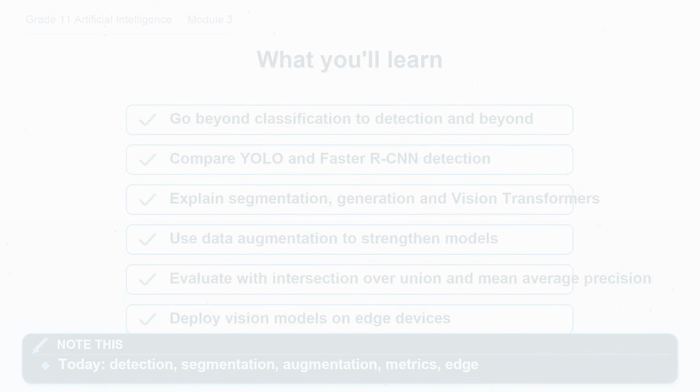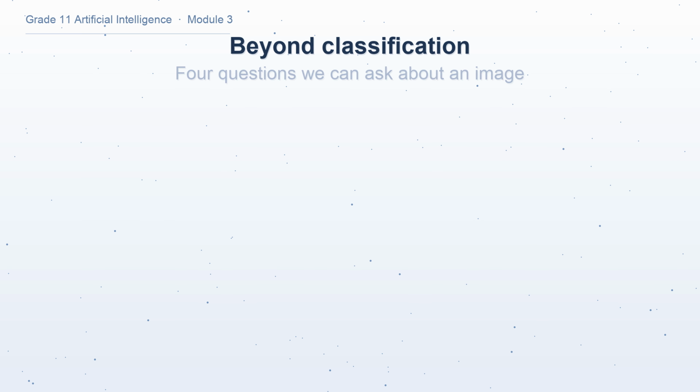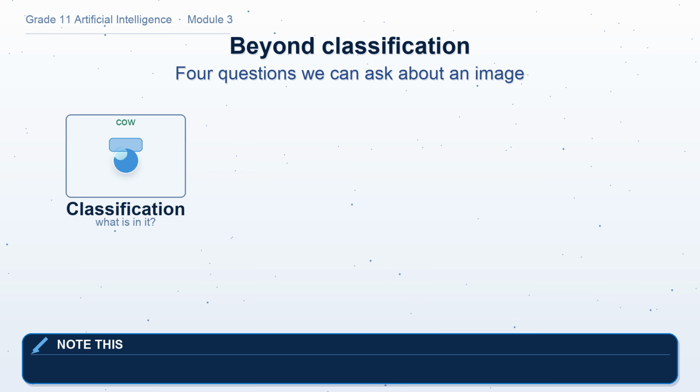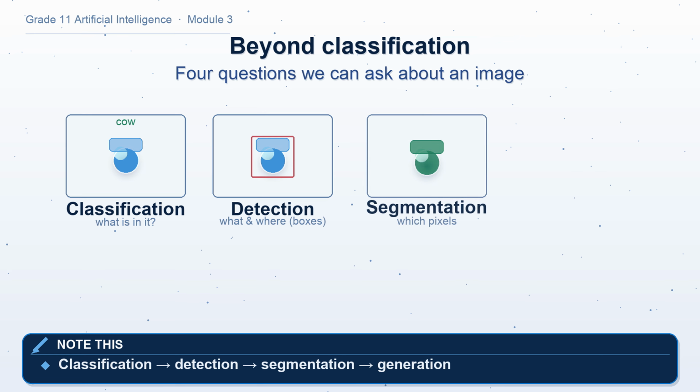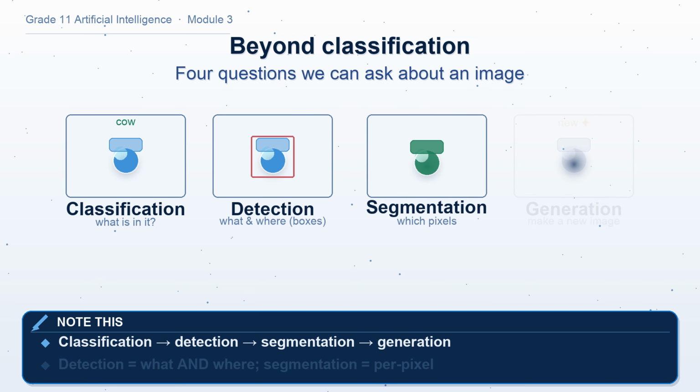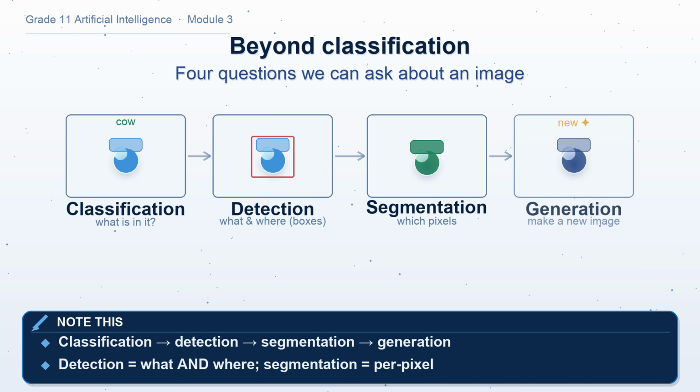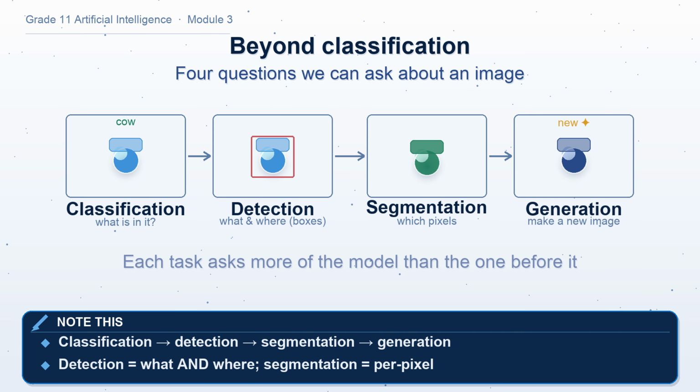A basic vision model does classification. It answers what is in this image with a single label. But real tasks ask for more. Object detection answers what and where by drawing a box around each object it finds. Segmentation goes finer still, labeling every single pixel so we get the exact shape, not just a box. And generation flips the problem around. Instead of reading an image, the model creates a brand new one. Each task asks more of the model than the one before it. Let's start with the most widely used of these, detection.